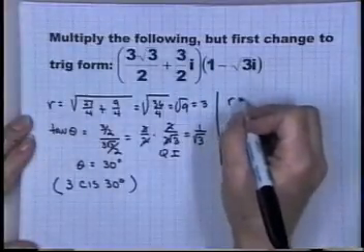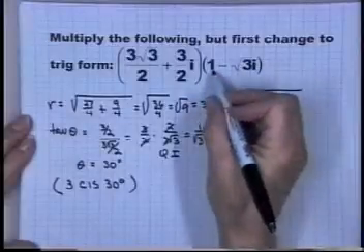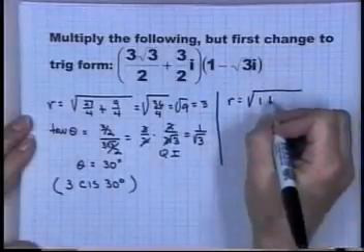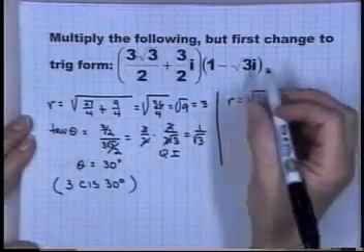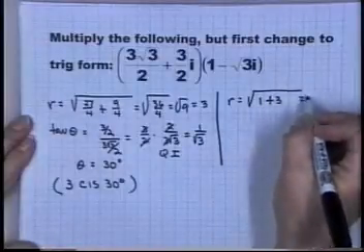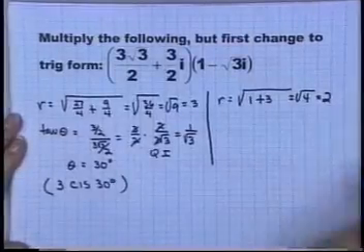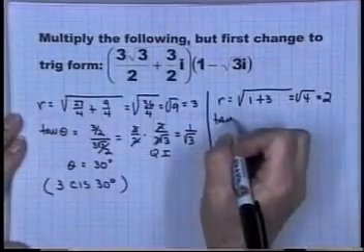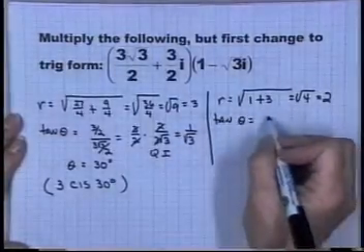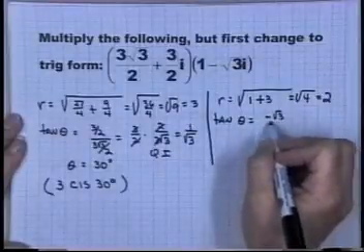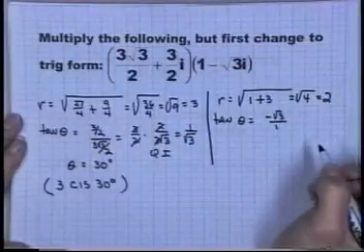Okay, my r is going to be the square root of, if I square x, I get 1, plus, if I square my y, I get 3. So that is the square root of 4, which is 2. Okay? For this problem, the tangent of theta, my y is negative square root 3 over my x is 1.